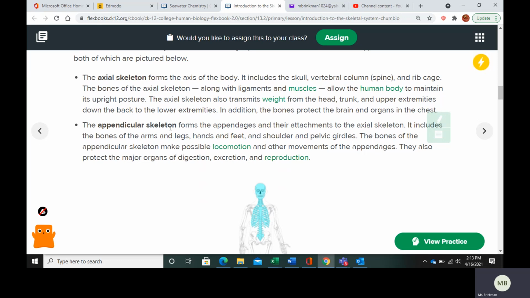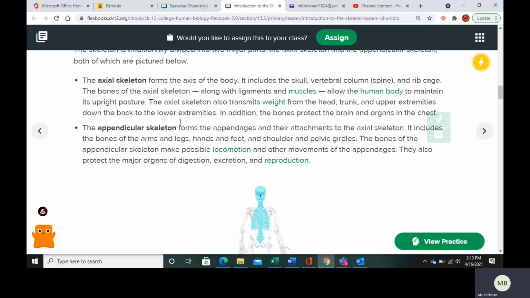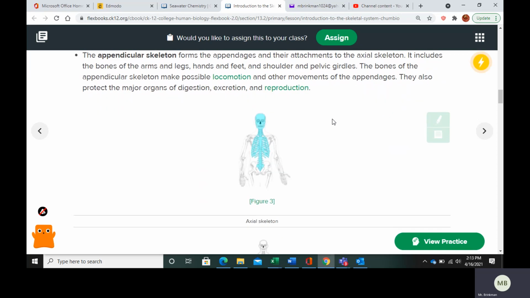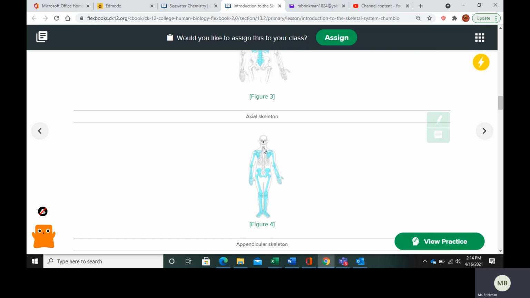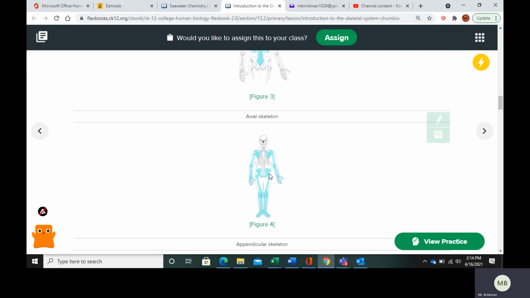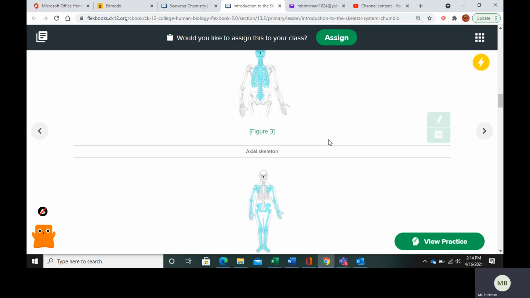The appendicular skeleton is the appendages and their attachments. So it's not just the arms and the legs. It's also the hands, the feet, the shoulder blades. Shoulder and pelvic girdles is what they call them here. So these are the pelvic girdles. These are the shoulder girdles, but they're also known as the shoulder blades.